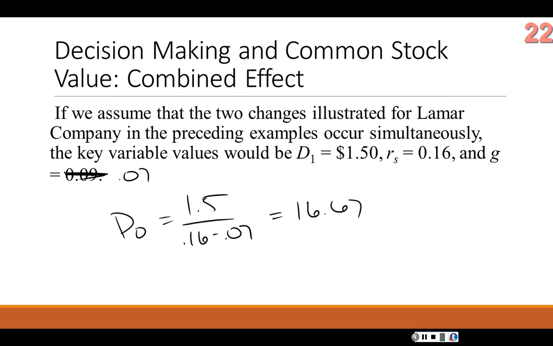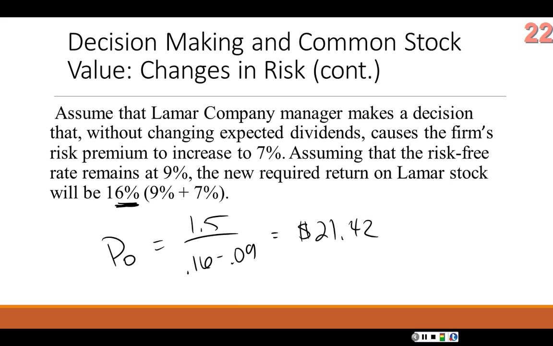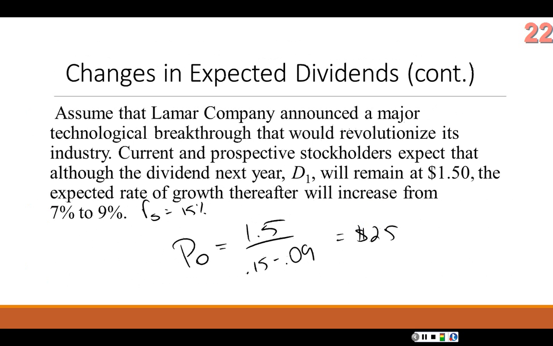So here this shows you that by increasing your risk but not increasing your dividends, your stock price would be very low at $16.67. By increasing risk and the growth rate, the price is $21.42. By increasing the growth rate alone, the value of this stock is $25.